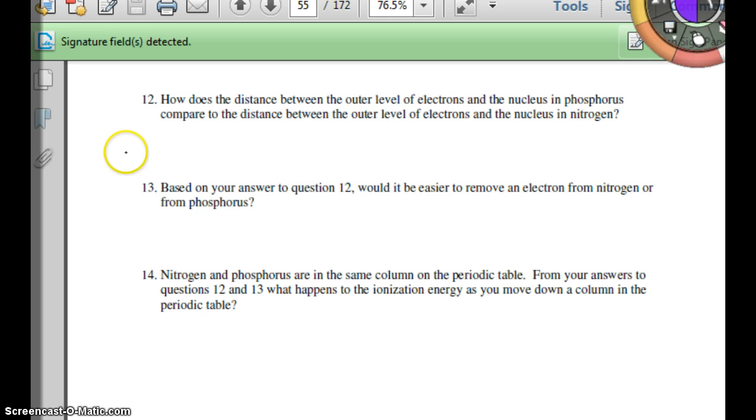Phosphorus is a larger atom. So let's just put down that phosphorus is a larger atom. And so the distance between the nucleus and the outer level of electrons is greater than in nitrogen. So how does the distance between the outer level of electrons and the nucleus in phosphorus compare to the distance in nitrogen? The distance between the nucleus and the outer level electrons is greater in phosphorus than it is in nitrogen.